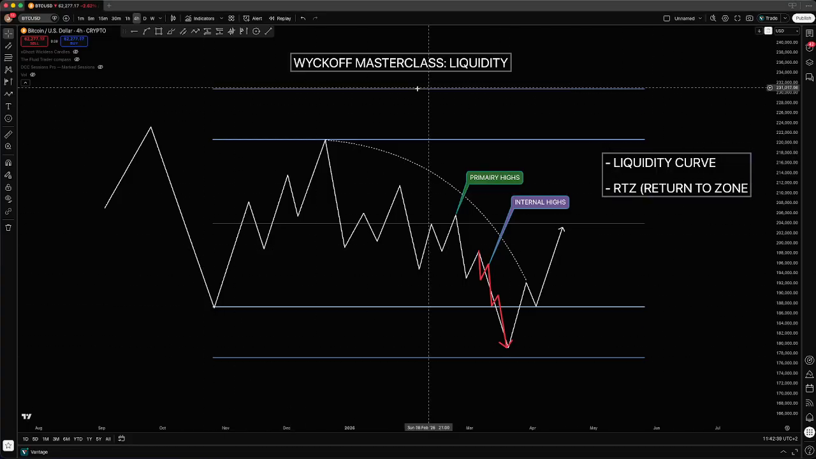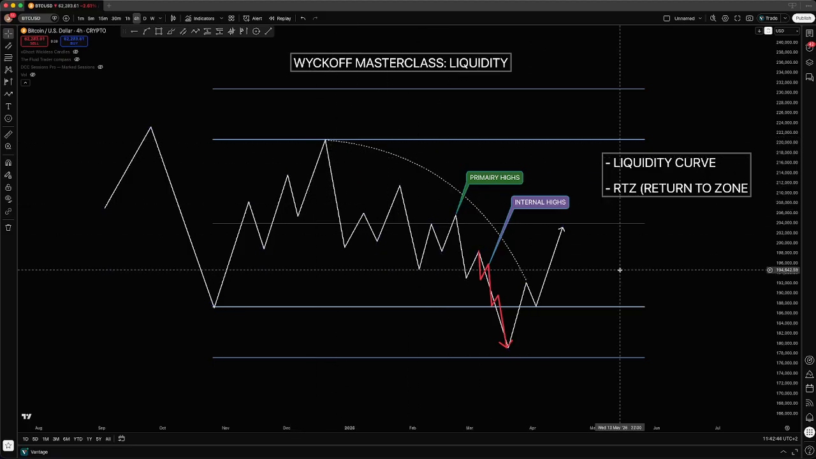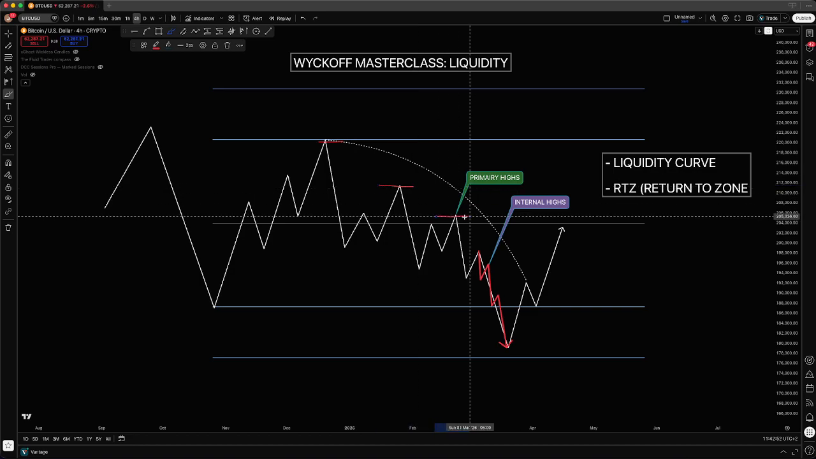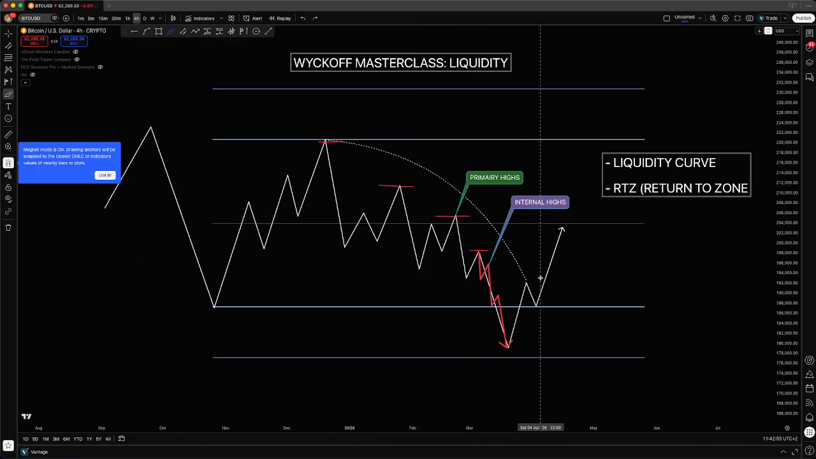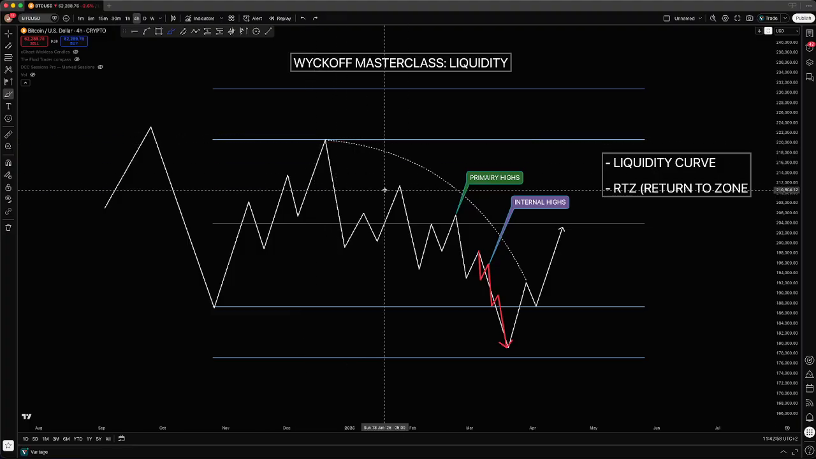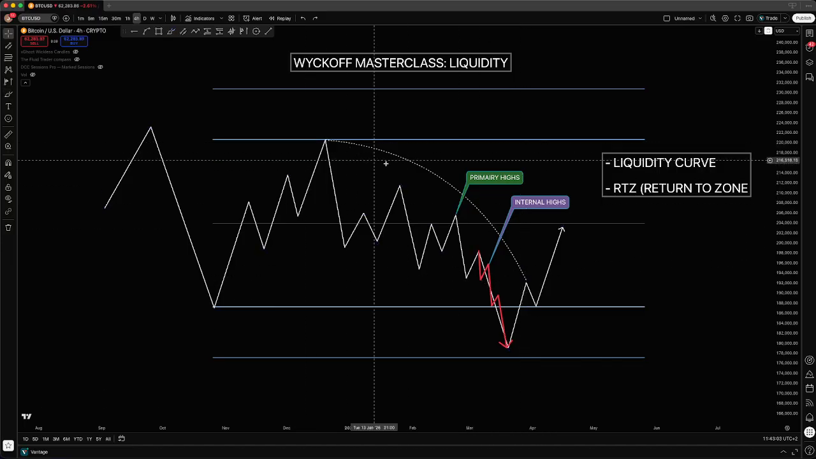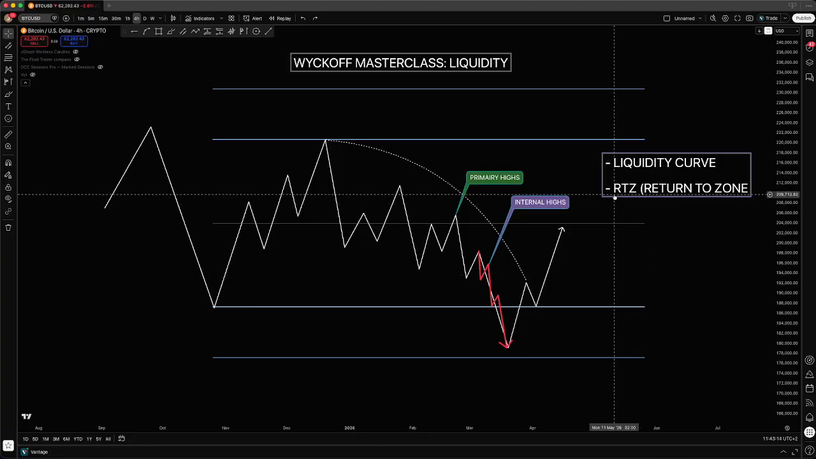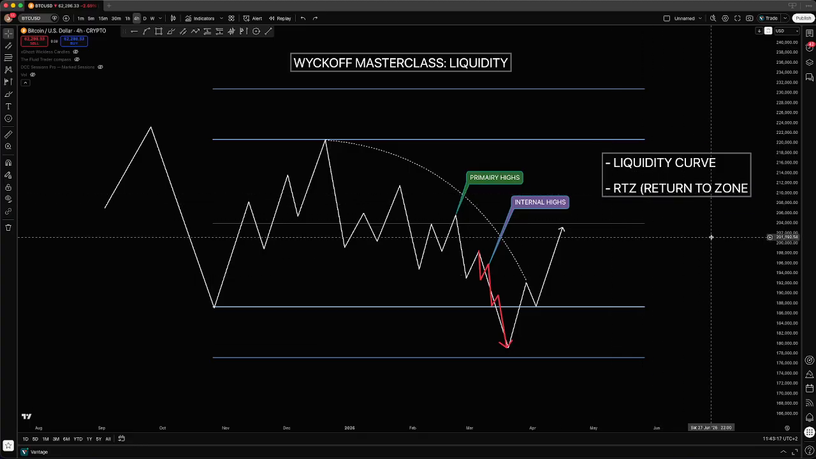So we now have a range and we now have slow-paced price action. Okay, so if we have slow price action, this means we leave a lot of liquidity, a lot of stop losses above the highs. And if we have a lot of liquidity, we can create a liquidity curve. And if you see a liquidity curve on my charts, it just means there is enough liquidity to push prices higher eventually. And that said, it also means we will have a great return to zone as well.